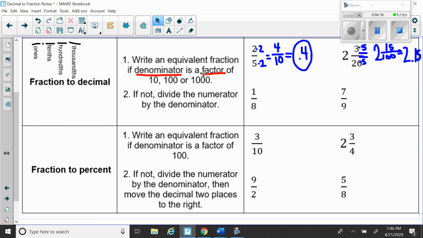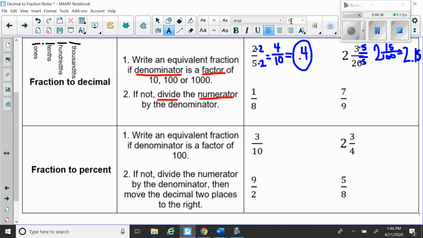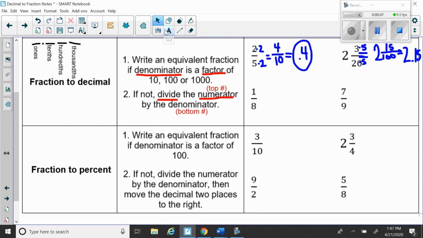Now, that's not always going to be the case where our denominator is a factor of 10, 100, or 1000. So if that's not the case, what you need to do is divide the numerator, which remember, I'm going to type a little note here. Numerator is our top number, okay? And then remember our denominator is our bottom number. Okay, remember that's a number sign, not a hashtag. So here we have our top number divided by the bottom number, okay?